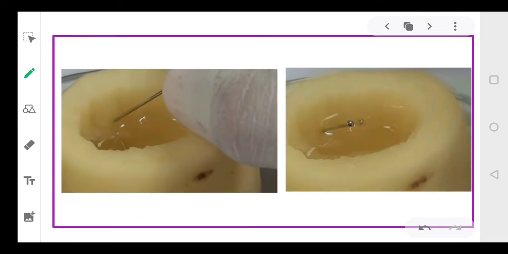And we will put a pin to mark the level of the sugar solution. Okay, we will use a pin and mark the level up to which we have poured the sugar solution. So this is how you can mark the level of the sugar solution in the potato.